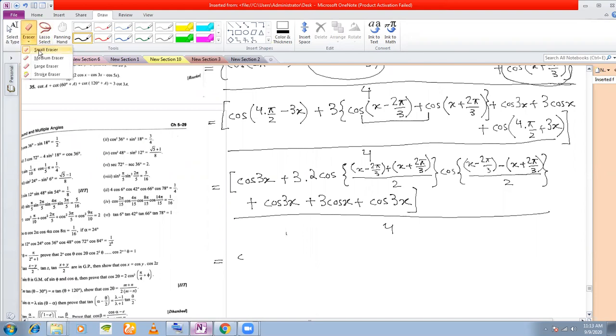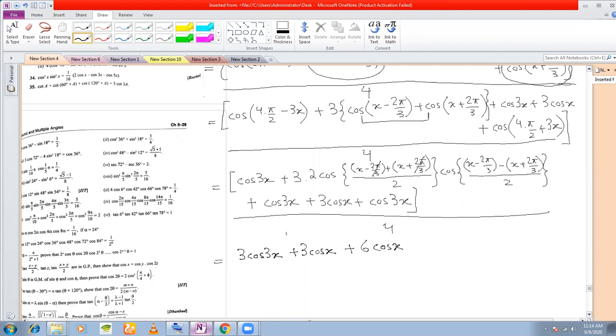Okay, cos 3x, and you have a cos 3x. So this becomes 3 cos 3x, and you have 3 cos x, and plus 6. Here, if you see this 2 pi by 3, the 2x by 2 cancel. So you simply have cos x.